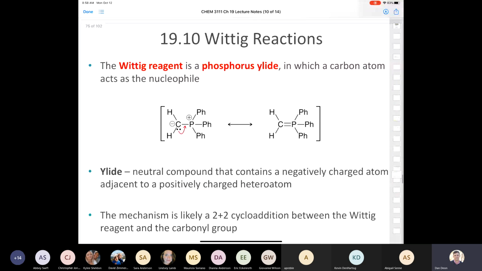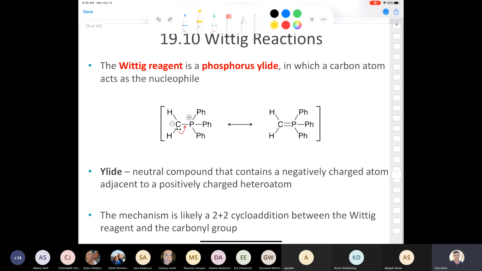The Wittig reagent is a phosphorus ylide, that's how it's pronounced, in which a carbon atom acts as a nucleophile. Think about it. If we have a negative charge on a carbon, well, yeah, it's going to act as a nucleophile, right? Okay. And you probably also looked at that, maybe on the last slide, and said, why do you draw it as this Wittig ion when you could just draw this resonance structure here, and then you have something without a charge?